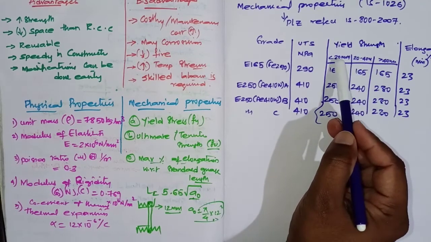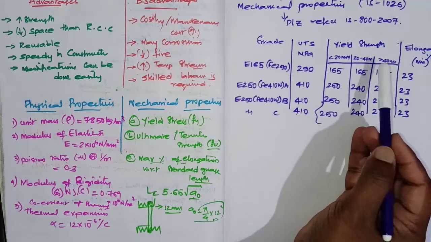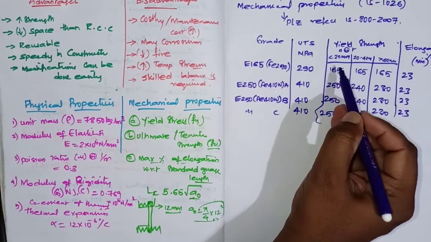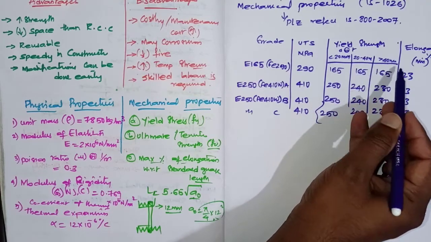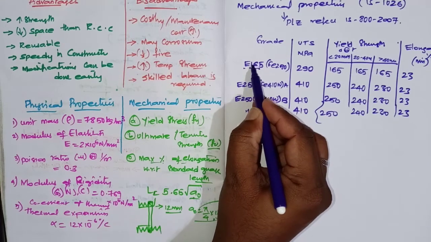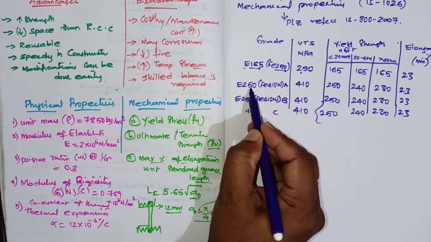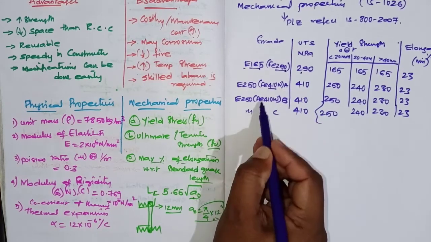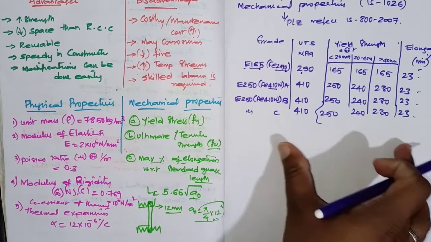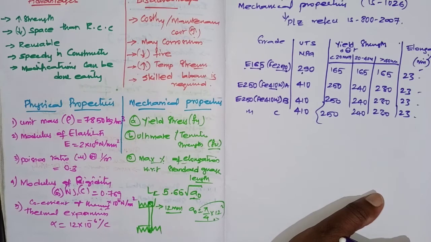So based upon the diameter or thickness of that particular member, that is, I can write here thickness less than 20 mm, 20 to 40 mm, greater than 40 mm like that. Based upon that, E165 means yield strength is 165. For that, what will be the ultimate tensile strength? 290. For E250, 410 will be the ultimate like that. And these are the minimum percentage elongation values. For further values, please refer to IS 800 2007.